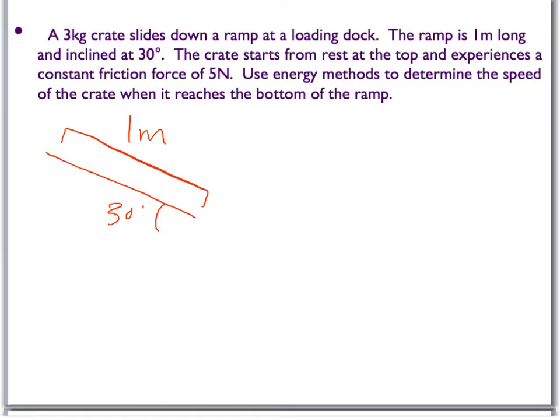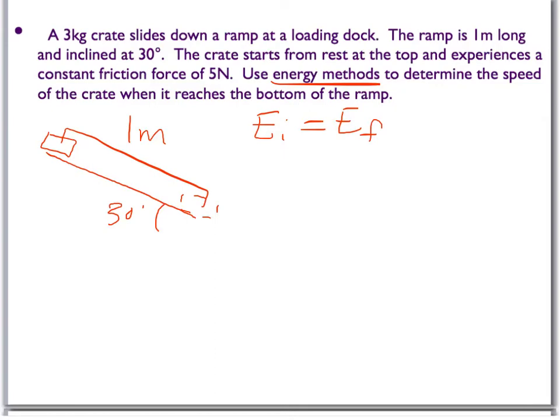The crate's going to start from rest at the top of the ramp, slide down that ramp, and experience a 5 Newton frictional force as it slides until it gets down to the bottom. Again, we are going to use energy methods to determine the speed of the crate when it reaches the bottom of the ramp. When we say we're using energy methods, what we mean is we are using the law of conservation of energy, that the amount of energy that you start with has to be the same as what you end with.